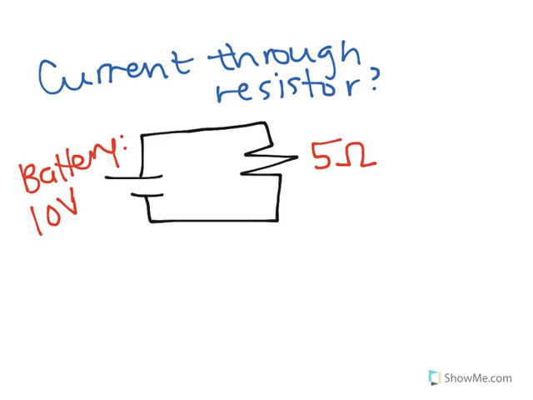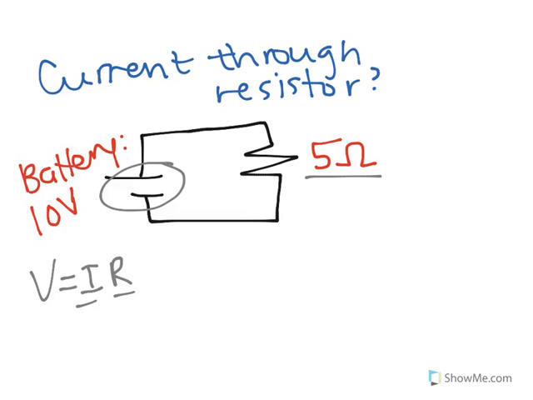Alright, so here's a pretty simple problem. We're looking at a 10-volt battery, which is right here, and the resistor we're looking at has a resistance of 5 ohms, and we want to find the current flowing through the resistor. In order to apply Ohm's law, which as we know is V equals I times R, or voltage equals current times resistance, we need to know the voltage going through the battery, the voltage going through the resistor, the resistance of the resistor, and that information will be enough for us to find out the current.